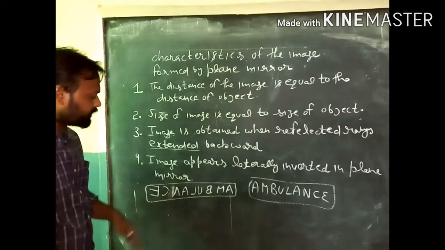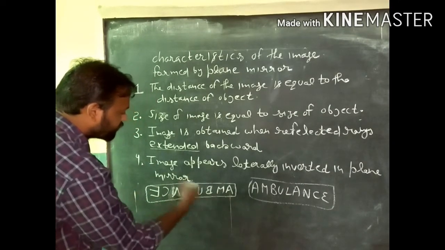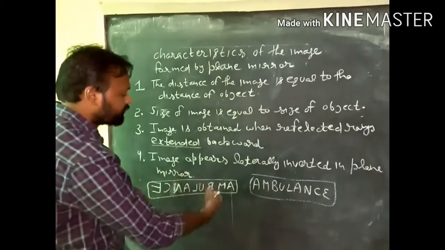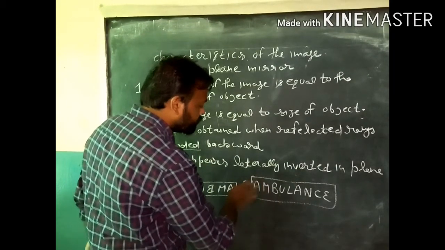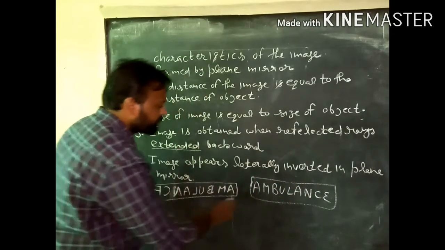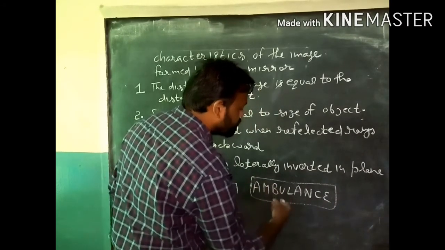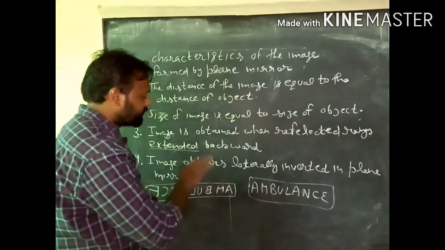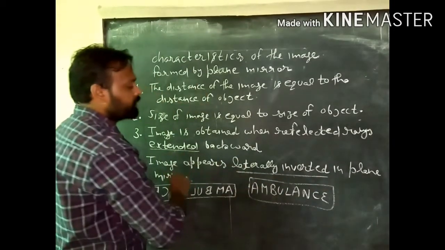That is why, have you ever noticed that the word ambulance is written on the ambulance van like this way? Why? Because the persons in the vehicles running in front of the ambulance, when they see through their rear view mirror, the wording appears correct in the plane mirror, and they can easily read that the ambulance is coming behind them, and then they can easily give side to the ambulance. So in this way the image of the object is laterally inverted in the case of a plane mirror.